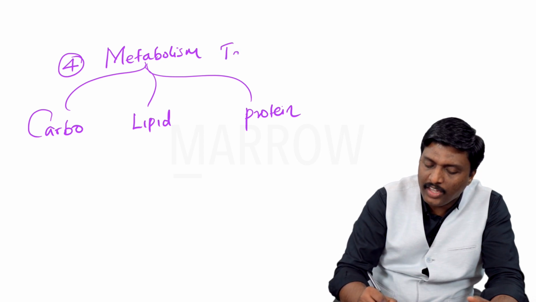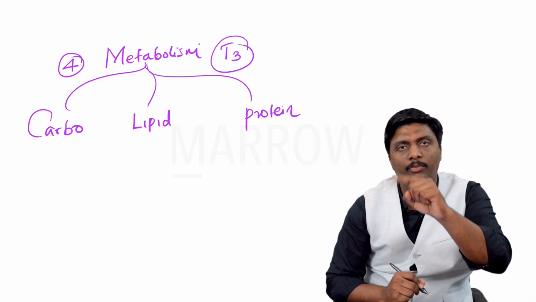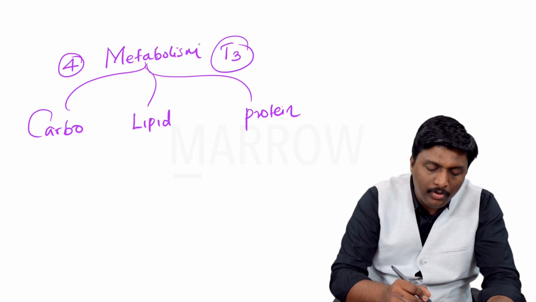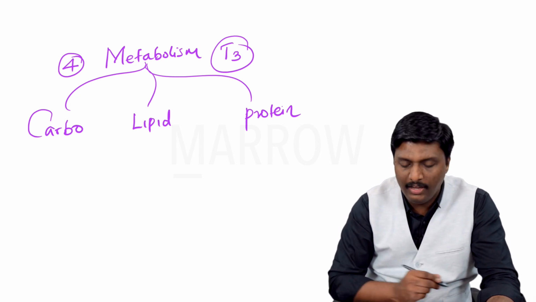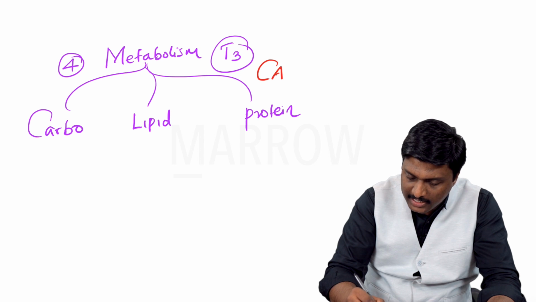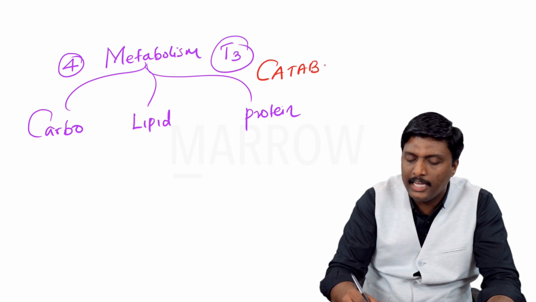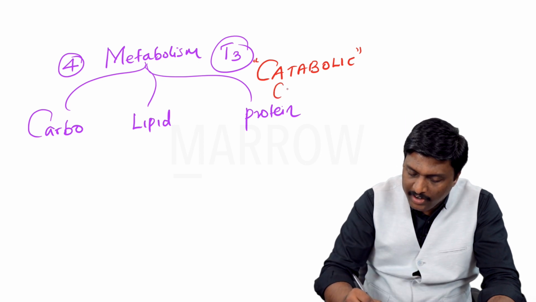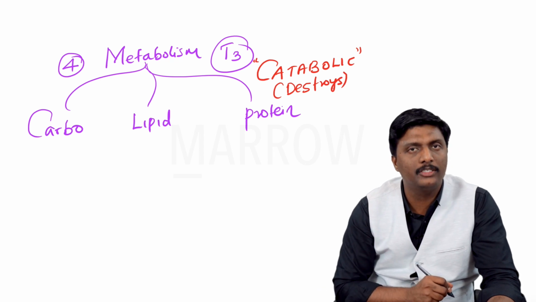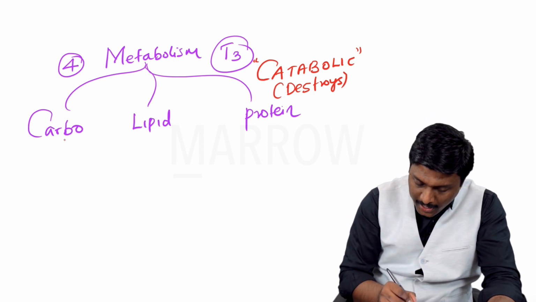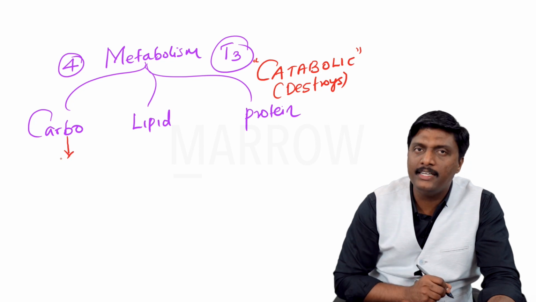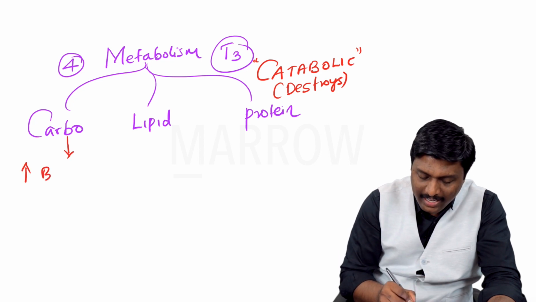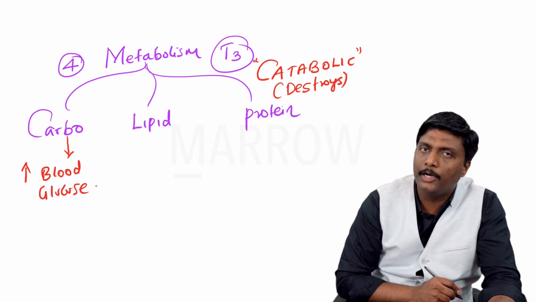What is the action of thyroid hormones on metabolism? Only one keyword. None of you listening to this video should ever forget it in your life. Thyroid hormone is considered to be the major catabolic hormone of the human body. What is the meaning of catabolic? It destroys everything. It never stores. That's all. If you destroy the storage form of carbohydrates, automatically there is going to be an increase in blood glucose. Thyroid hormone increases blood glucose.